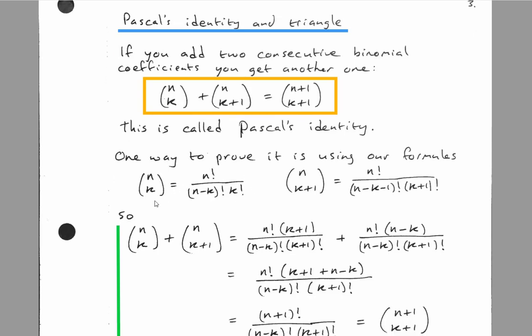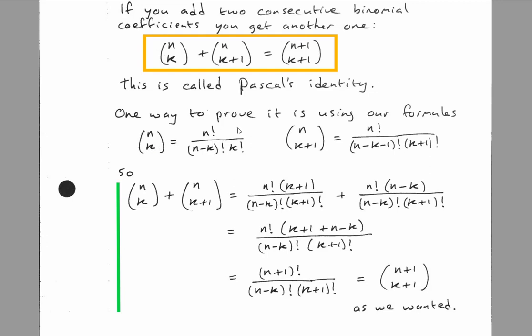We can prove it using our formulas. So remember, we have n choose k in terms of factorials. So n choose k is n factorial over n minus k factorial times k factorial on the bottom. Replace k by k plus 1, we get this. Now we want to add these two together.